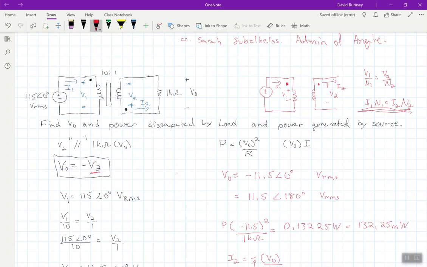Now, of course, this is assuming that there's no additional load on the source or on the output. So we're going to look at one more example regarding this that's a little bit more challenging, and we'll see what happens when we do that.